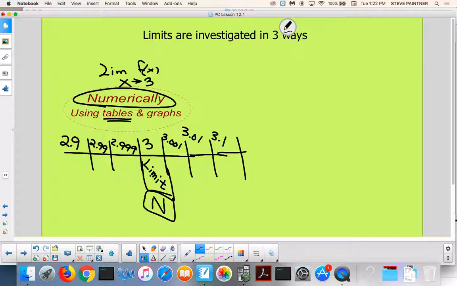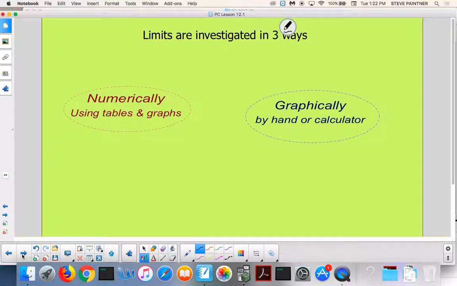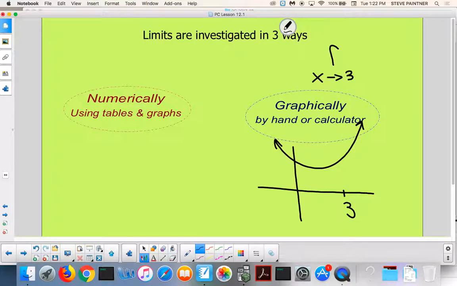Okay? How else can you do it? You can do it by graphing. I already showed you a graphing one. I'll show you another one. Okay, there's another one. Let's say as x approaches 3 on this one. So here's a function. What's the limit of this function as x approaches 3?